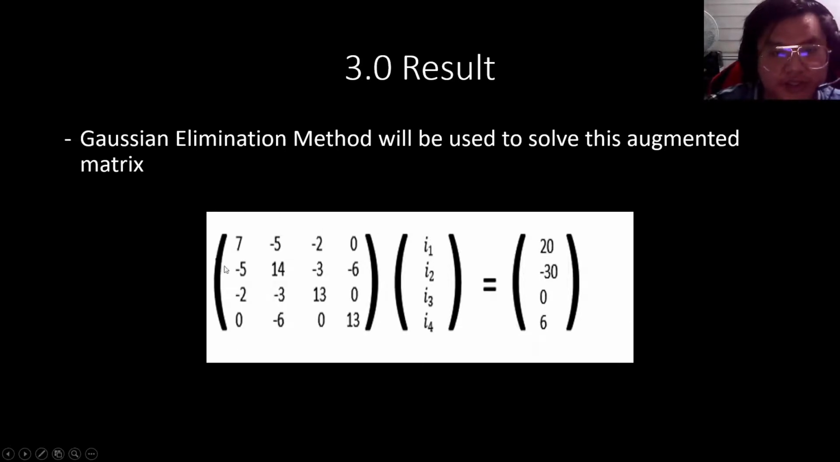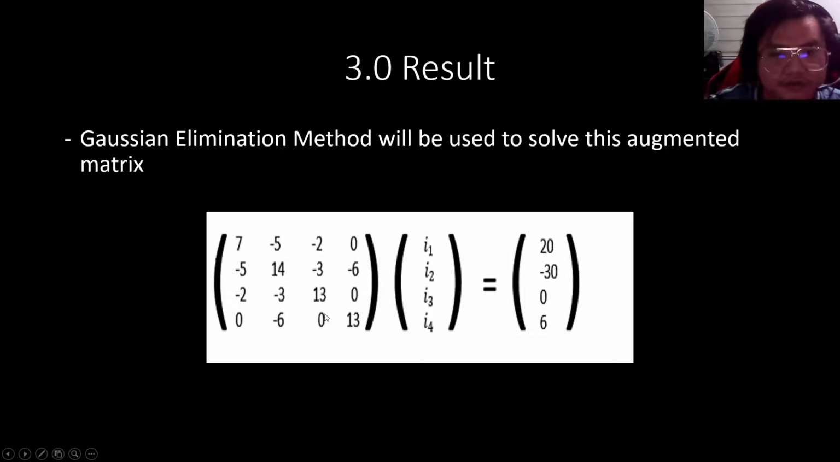The figure shows an equation that has been obtained by Asyraf from the previous methodology. We will be using this augmented matrix to find the currents I1, I2, I3, and I4 by using the Gaussian elimination method. Our main job here is to make sure the first number is 1 and the rest are 1 as well diagonally, and the numbers below must be 0, which are these -5, -2, -3, -6.